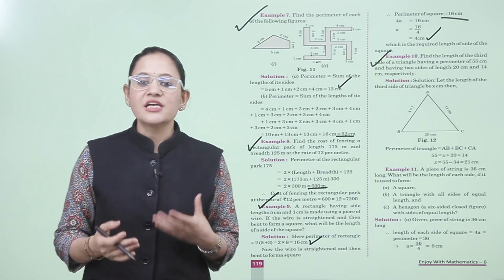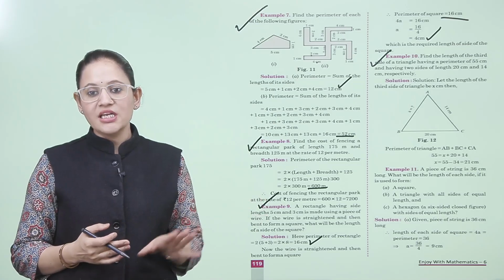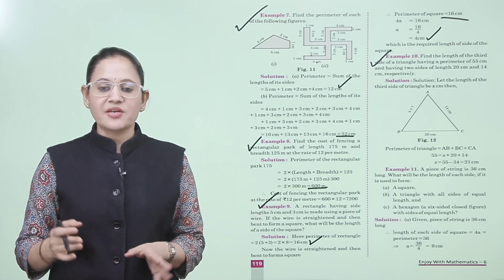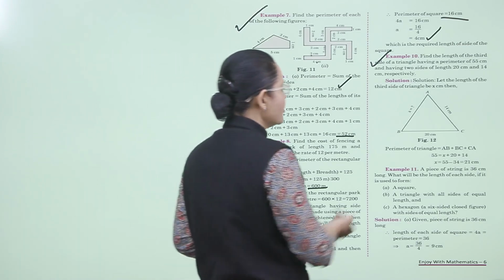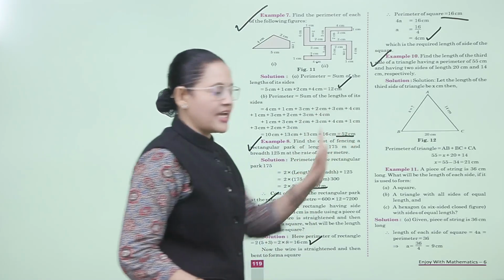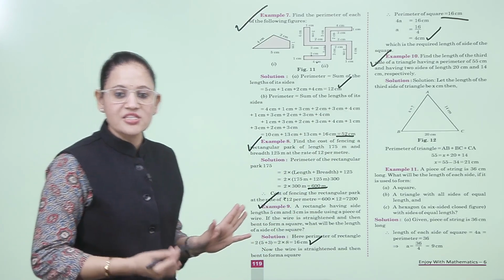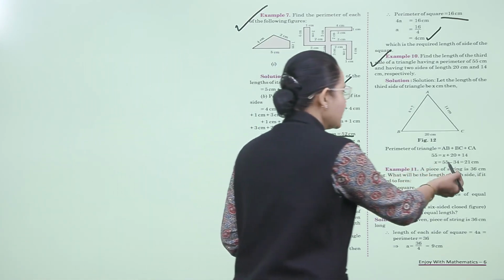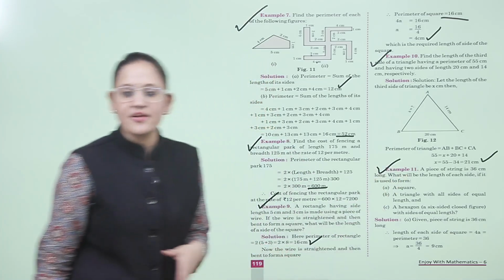Find the length of the third side of the triangle having the perimeter 55 centimeter, having two sides 20 and 14 centimeter respectively. So perimeter is the sum of all three sides. So perimeter is 55. Suppose the third side is x. So x plus 14 centimeter plus 20 centimeter equals 55. So x equals 55 minus 34, 21 centimeter.